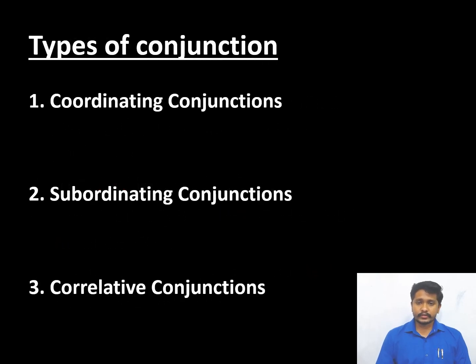Now we are going to study the types of conjunctions in this video. What we explained before about conjunctions was just an example or introduction. Now we are going to study the kinds or types of conjunctions. The first one is coordinating conjunctions, the second one is subordinating conjunctions, and the third one is correlative conjunctions. These are the three types of conjunctions we are going to learn through this video.